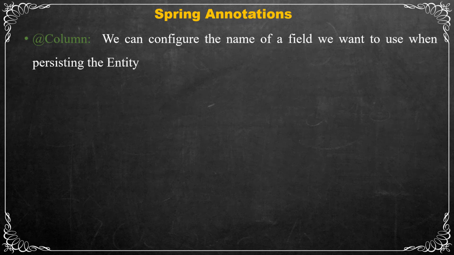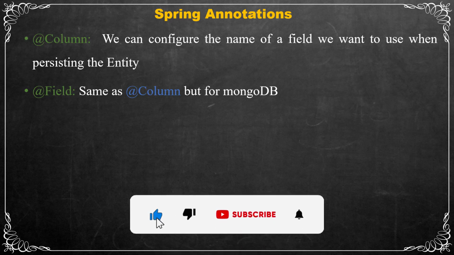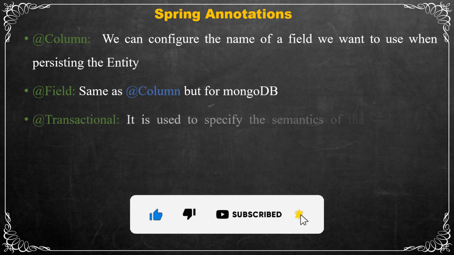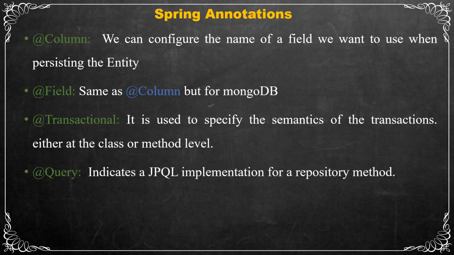Column annotation is used to configure the name of a field we want to use when persisting the entity. Field annotation is the same as column but is used for MongoDB. Transactional annotation is used to specify the semantics of transactions, either at the class or method level. Query annotation indicates a JPQL implementation for a repository method.